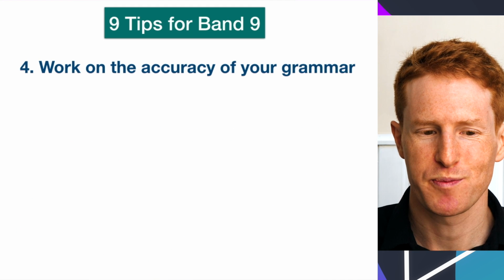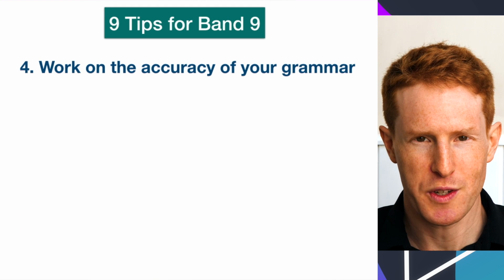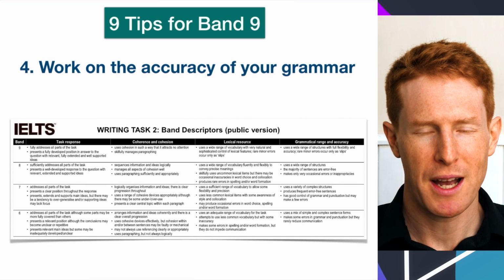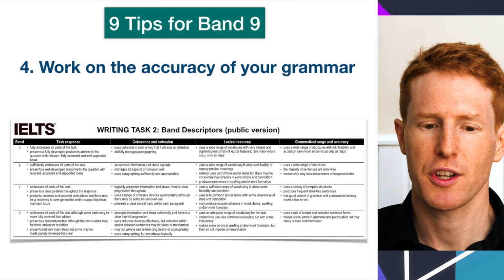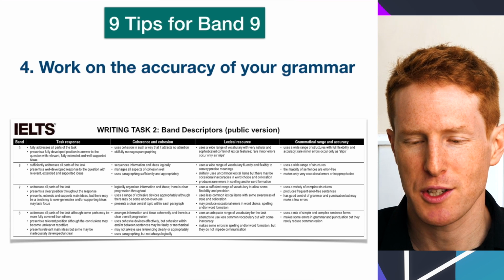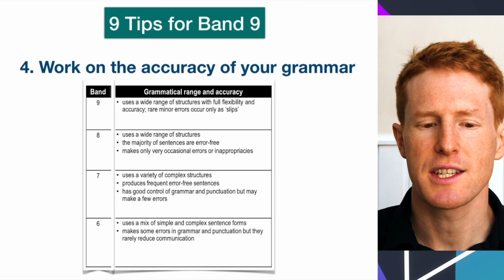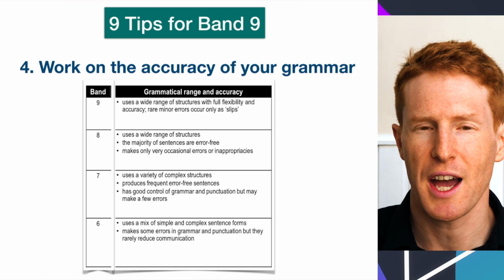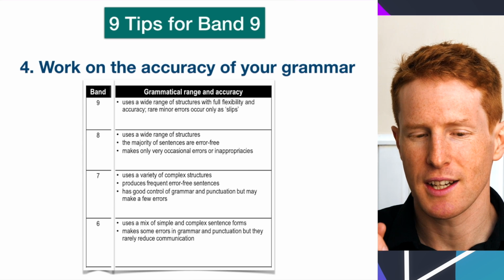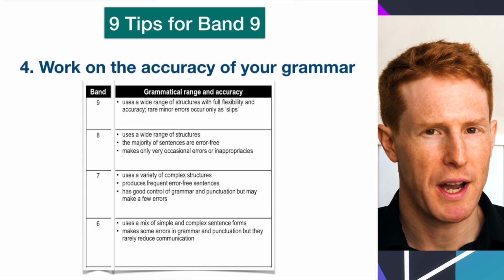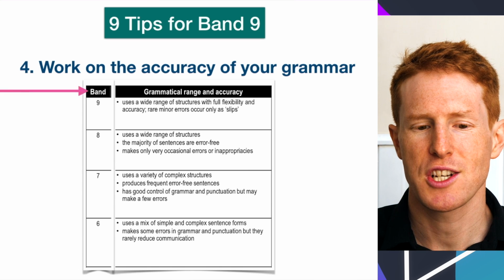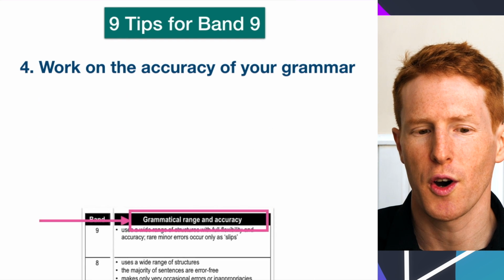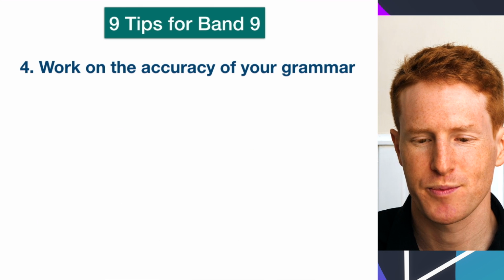Okay, tip number 4. Work on the accuracy of your grammar. Of all the public band descriptors, we've got task response, coherence and cohesion, lexical resource, and grammatical range and accuracy. I'd say that it's grammatical range and accuracy that stops people from getting their desired band score. And in particular, I would say it's not the range of grammar, but actually the accuracy of their grammar. So I think a good idea is to work on the accuracy of your grammar.